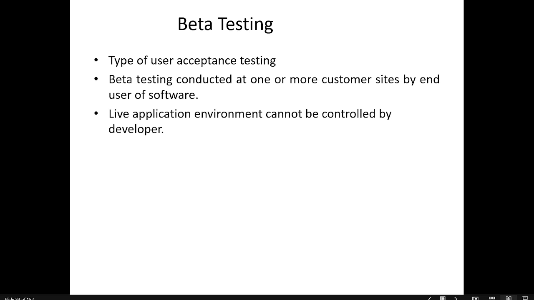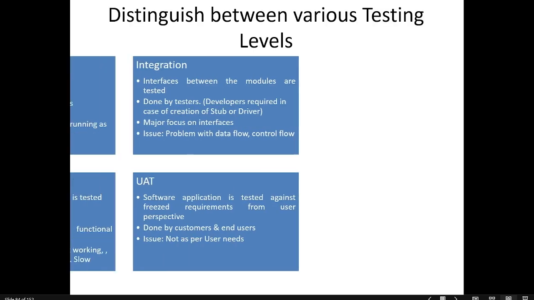Next, beta testing. This is a type of user acceptance testing. Beta testing is conducted at one or more customer sites by end users of the software. Now what is happening? Alpha is over, customer is satisfied, customer will take that application and give it to one of its end users to validate whether it can be usable or not, and this is what we call beta testing. Now, the live application environment cannot be controlled by the developer, okay, because this is now at the end user's end. So this covers our last level, which is beta testing.